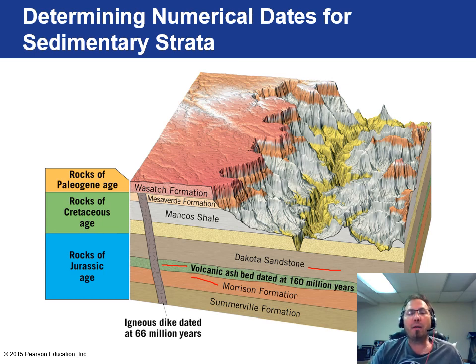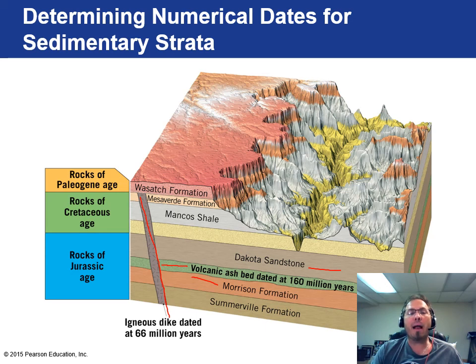Now, the other way to do that is with the law of cross-cutting relationships, where you have this igneous dike cutting through all these particular layers. Okay, so that means A, the dike has to be younger than all the layers because it's cutting through them. And because it's igneous, again, it has the atoms that allow radiometric dating. They look at it, go, okay, this is 66 billion years old. And you could see it cuts through everything but the Wasatch.